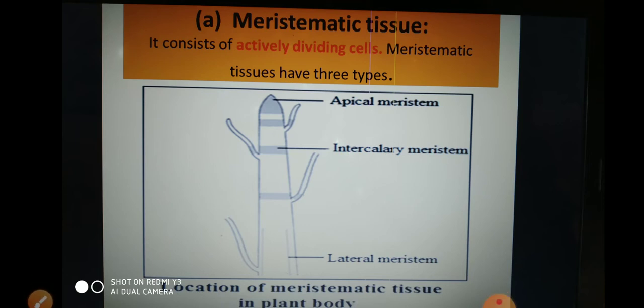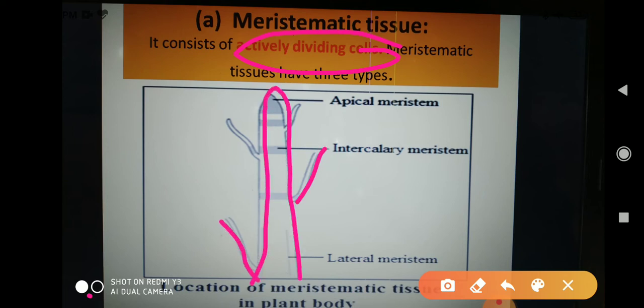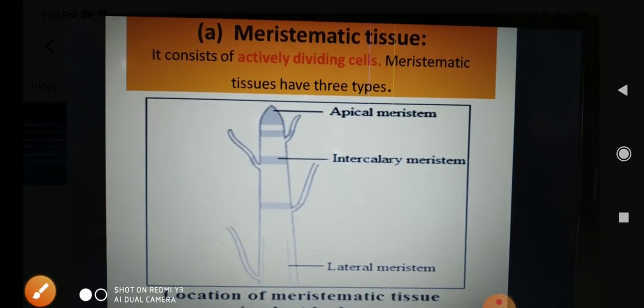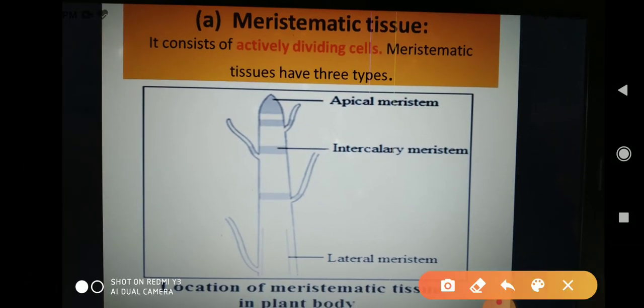Now I will explain meristematic tissue. Meristematic tissue is a group of actively dividing cells. Now, this is a representation of a plant, and these are the branching in that stem. Now see, this portion is called internode. These points are called nodes, and the distance between two nodes is called internode. Is it okay?